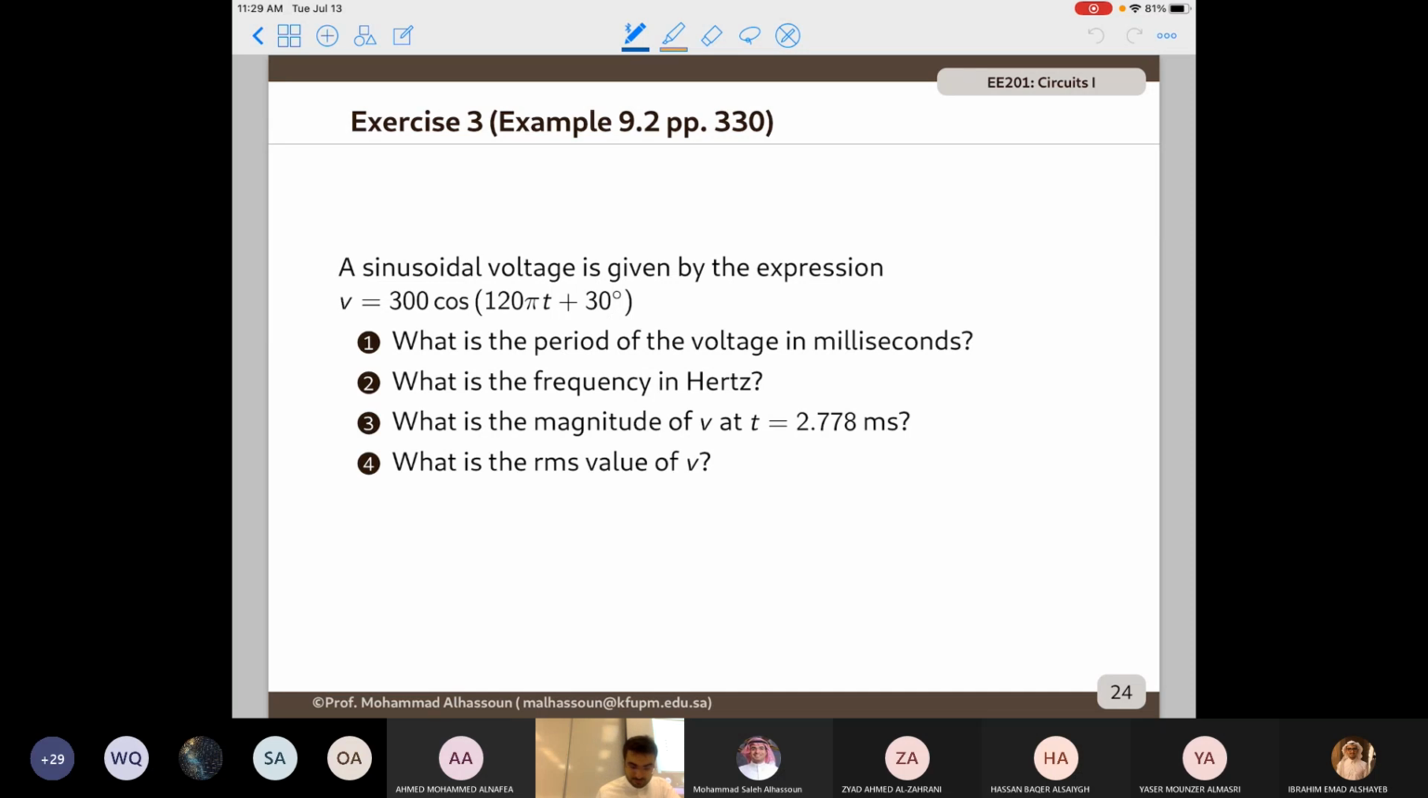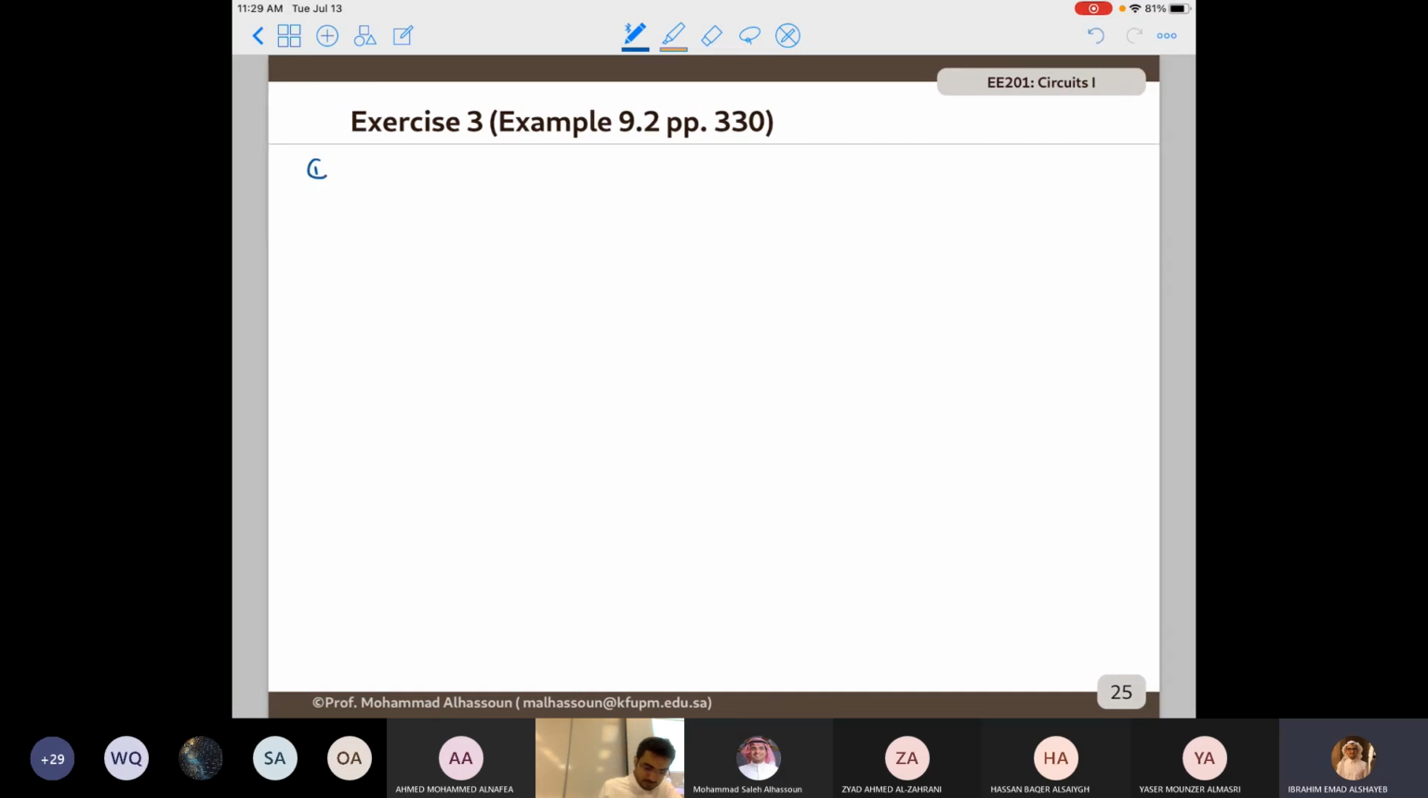Ibrahim? We can take the value of omega, which is 120 pi. Yes. And omega equals 2 pi f, or 2 pi over T. Yes, exactly. So T will be 2 pi divided by 120 pi, and this is going to give me 1 over 60. And this is going to give me 16.667 milliseconds.